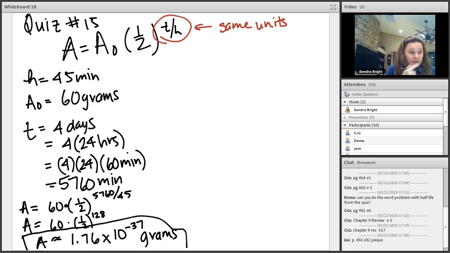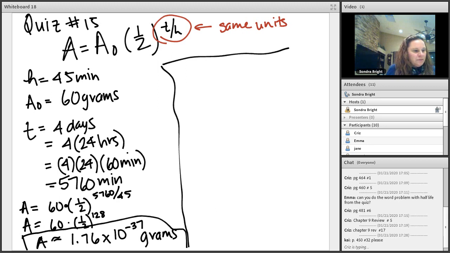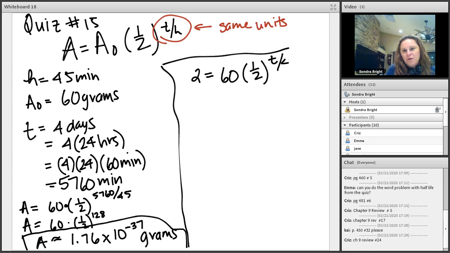Not much. 10 to the negative 37, you're moving that decimal place over 37 spots to the left. That's a teeny tiny amount, yeah? And then how long until 2 grams are left? All right, now it's a different problem. You want 2 grams left. That's your ending amount. We started with 60. We have 1/2 to the t is what I'm solving for now. Half-life is 45 minutes, so my answer will be in minutes.